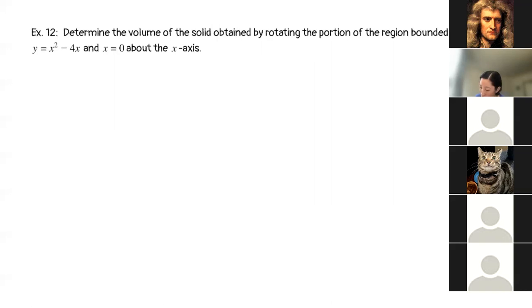All right, so question 12 has a few typos. Determine the volume of the solid obtained by rotating the portion of the region bounded by y equals x squared minus 4x and y equals 0 about the y-axis. Okay, so let's make those changes to our question. Determine the volume of the solid obtained by rotating the portion of the region bounded by y equals x squared minus 4x and y equals 0 about the y-axis.